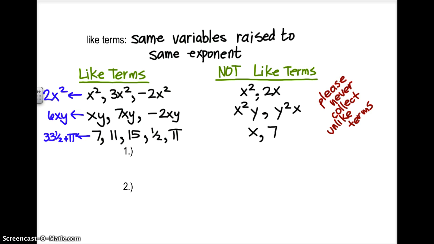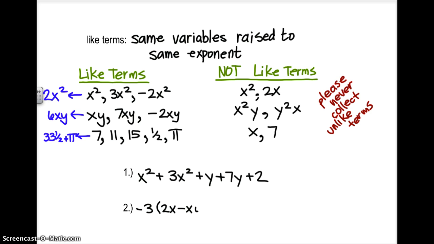Okay? To give you a little bit of practice with these, I'll put two examples up here. You give them a try. Here we go. Okay, there's the first one. Two of them for you to try. Make it happen real quick. Collect those like terms. Might have to use the distributive property.